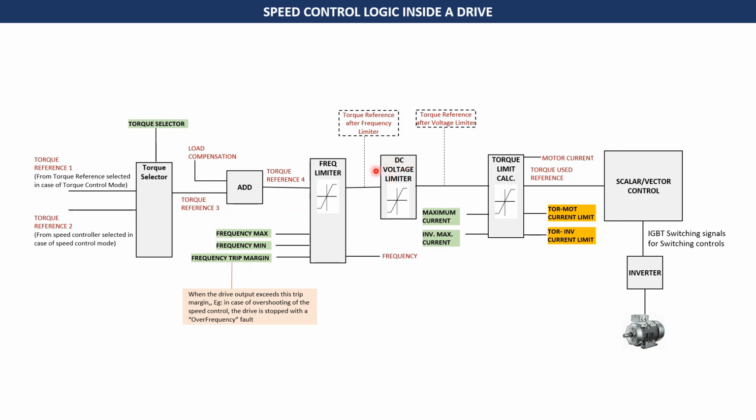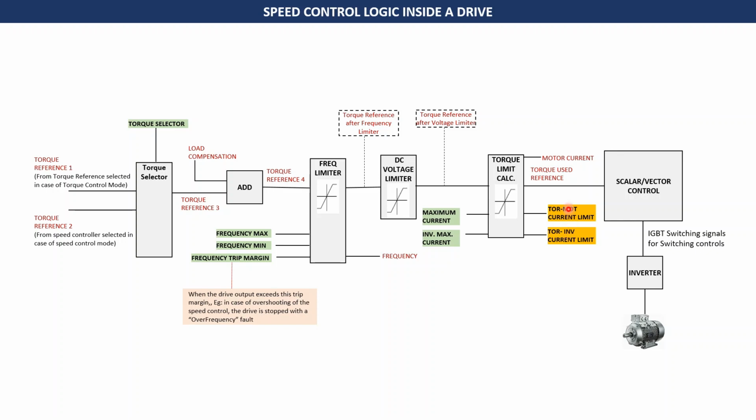Again, the next block is a DC voltage limiter block. This makes sure that your torque is in accordance with the DC voltage ratings of the inverter. And then you generate a torque reference after the voltage limiter block. Then you have a final block, which is torque limit calculation. Here your current levels are checked with respect to the maximum current of the motor and the inverter maximum current. If, to meet the torque reference, the drive calculates the current to be higher than the maximum current, it will generate accordingly a current limit fault or a trip, whatever you configure it to be.